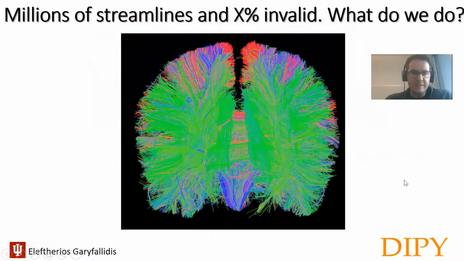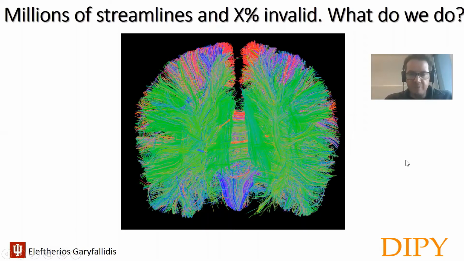All right, so in the previous talks, you saw that in Dipy we can generate millions of streamlines, and it can be that a large number of them are invalid, so they do not approximate well the underlying anatomy. And we have this data set, so what do we do with them? What can we do with them? So one thing that we can do is extract bundles, create clusters, and so on. But how do we do that?